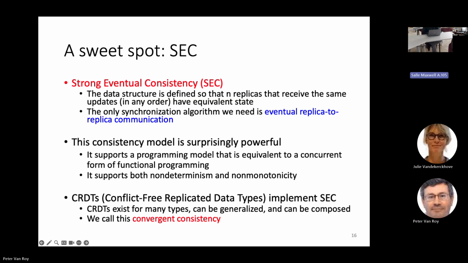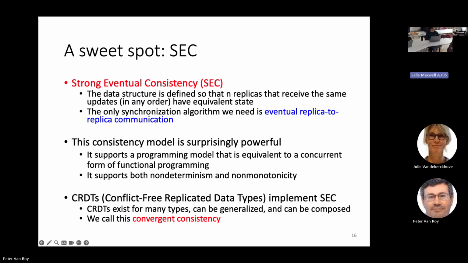Mark Shapiro and his colleagues invented another consistency model, which they called strong eventual consistency. And it's very interesting. So you have n replicas, and the updates are sent. They all receive them, each replica in any order. And the point is that if they receive the same set of updates, no matter what order, the state will be equivalent. That's pretty amazing. So it's like order independent.